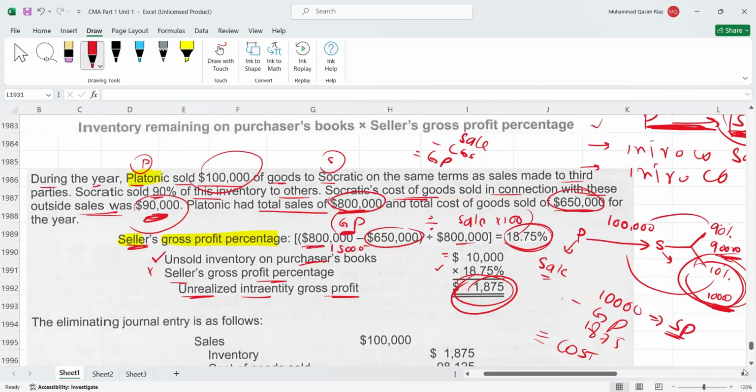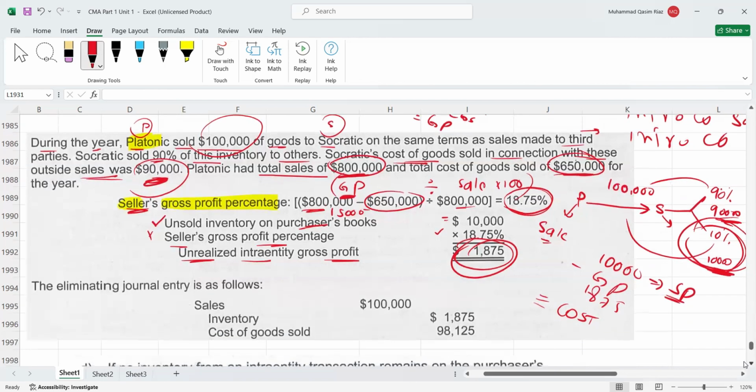Okay, so now once we have identified the unrealized intra-entity gross profit, what will we do? We will pass the eliminating journal entry. First we eliminate the intra-company sale. The intra-company sale was $100,000. We know sale is usually a credit; when the parent sold, it credited the sale. Now we will make it a debit of 100,000.